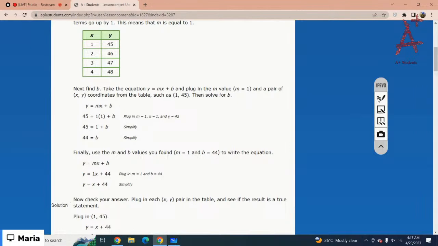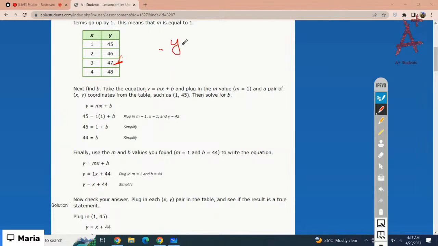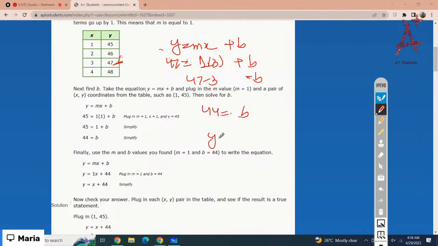Okay. Let's just do the same thing. I am selecting this point. Here you have 47. Got it? So it would be y equals mx plus b. We know that slope is 1. So 47 equals 1 times 3 plus b. So it would be b equals 47 minus 3. That would be 44. So the equation would be y equals 1x plus 44.